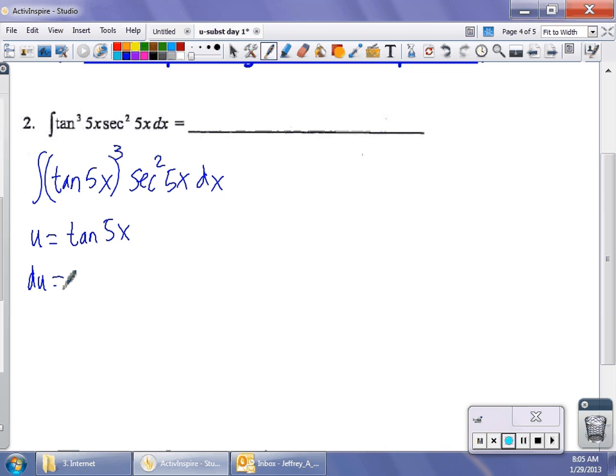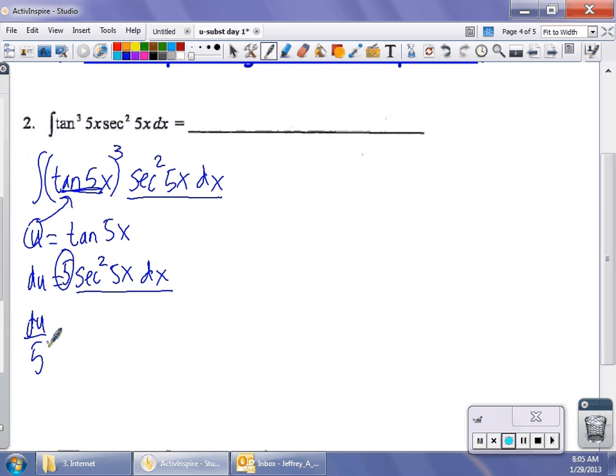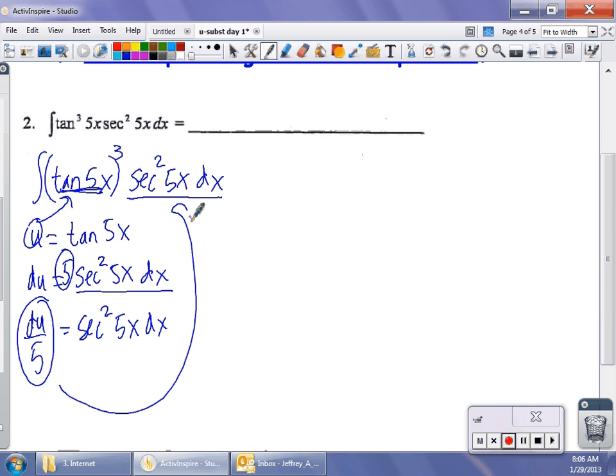Take the derivative of both sides, so I get du equal to the derivative of tangent, which is secant squared of the angle times the derivative of the angle, and there's my dx. So I have a replacement for tangent of 5x. I can put u there. I have a replacement for secant squared 5x dx, but that 5 right here is in the way, so I'm going to divide it out to the other side. Get du over 5 is equal to secant squared 5x dx. So now my du over 5 can be put in place of secant squared 5x dx.